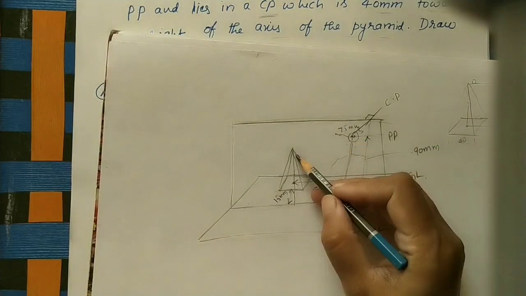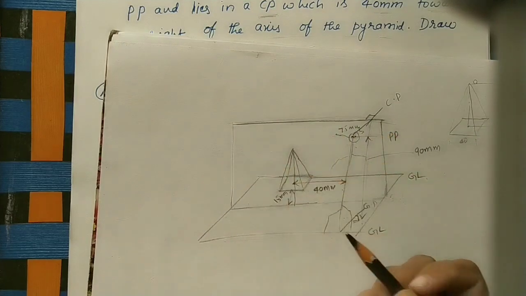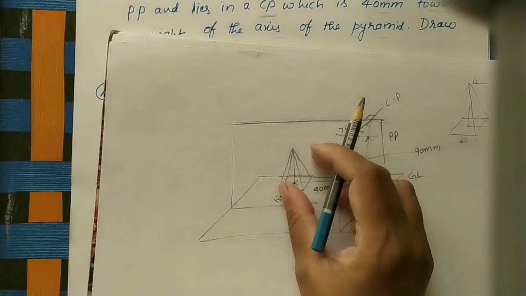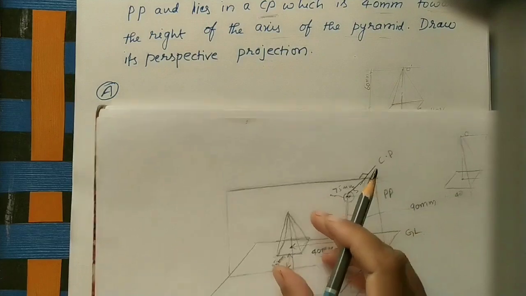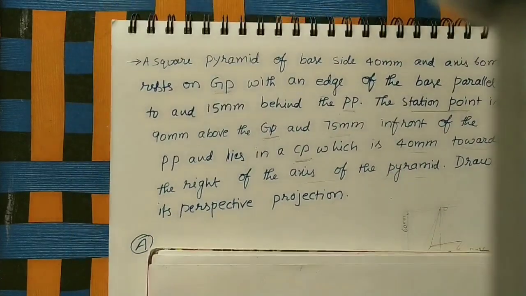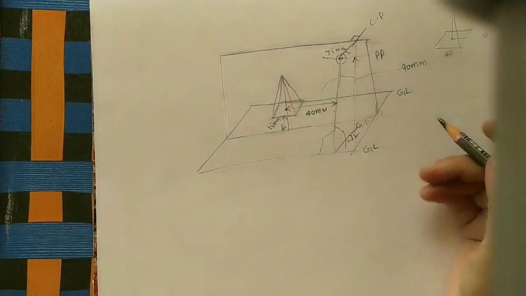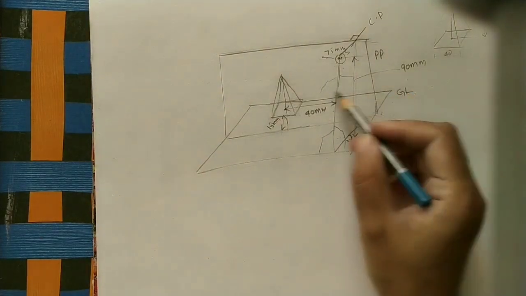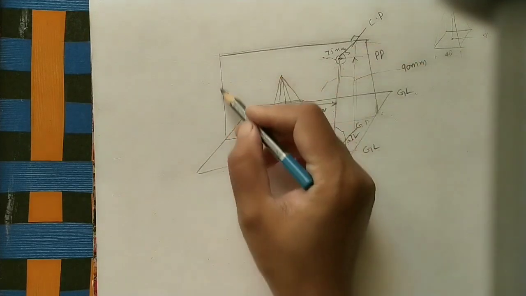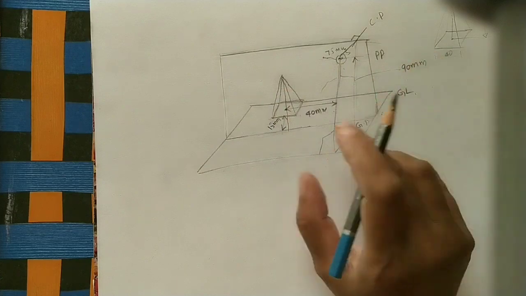So the observer is watching this pyramid through this PP because it is transparent. He can see this pyramid. Whatever image is coming, it is a perspective projection. We need to do it. So next, draw its perspective projection. Here three planes are coming: ground plane, picture plane, and then center plane. The position of this pyramid has been given in this question.